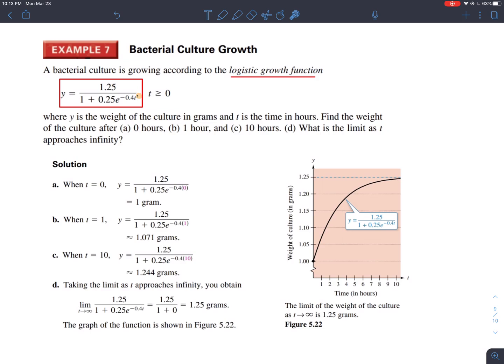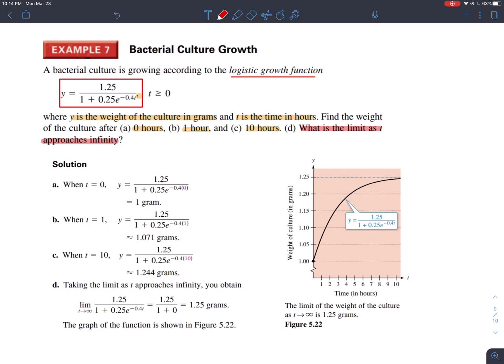All right. It says y is the weight of the culture, in grams. t is the time measured in hours. It says find the weight of the culture after 0 hours, after 1 hour, after 10 hours, and then the real fascinating question is, what is the limit as t approaches infinity?